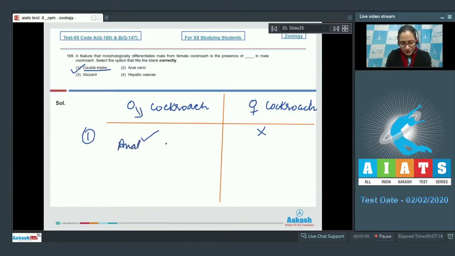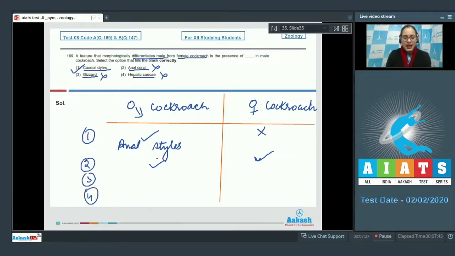The next option is anal cerci, and this cannot be a correct answer because both male and female cockroach have anal cerci. The third option is gizzard, and the last option is hepatic caecae, and these cannot be correct answers because both gizzard and hepatic caecae are present in male and female cockroach. So the correct answer to this question is option number 1. Let's move on to the next question.